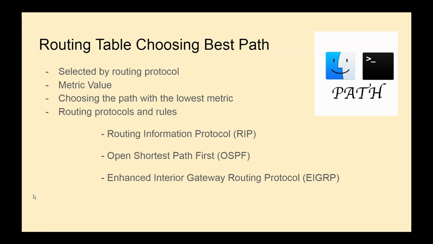Dynamic routing protocols use their own rules and metrics to build and update routing tables. For example, Routing Information Protocol is usually based on hop count. Open Shortest Path First is based off of cost, the cumulative bandwidth from source to destination, and lastly, Enhanced Interior Gateway Routing Protocol is based off of delay, load, and reliability.